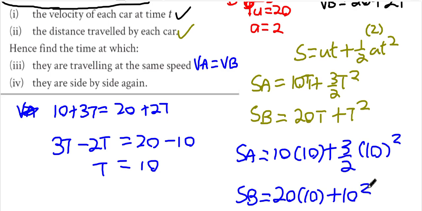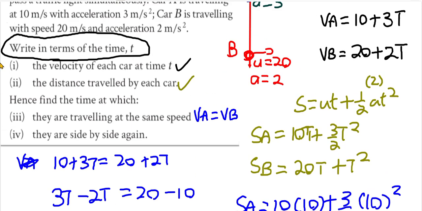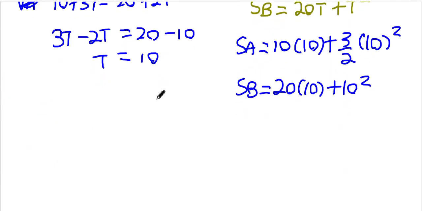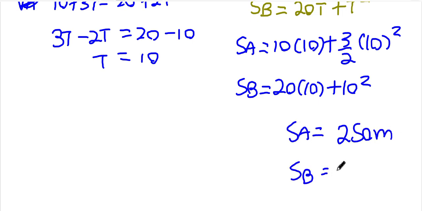Why did B travel further? Because it was going faster initially than A was. So it should have the bigger distance covered, shouldn't it? So what do we get when we put them in? 250 for A, and for B, 300. So what's your maximum lead? 50 meters is your maximum lead.